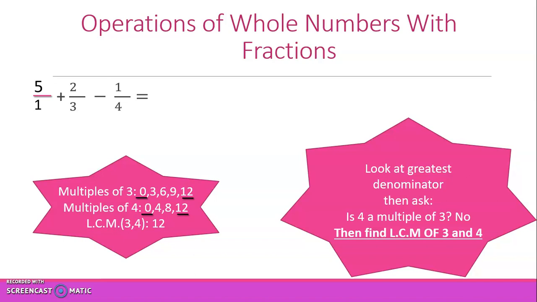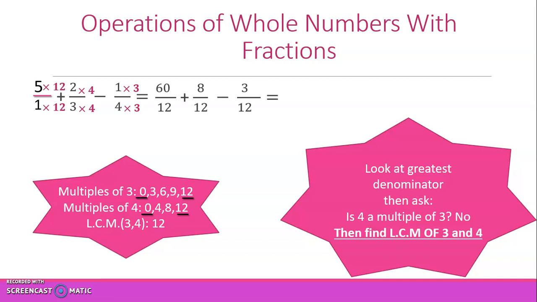In the first fraction, the denominator is 1. I have to multiply by 12 up and down. In the second one, the denominator is 3. I have to multiply by 4 up and down. And in the third one, the denominator is 4. I have to multiply by 3 up and down. After that, I calculate the answer.